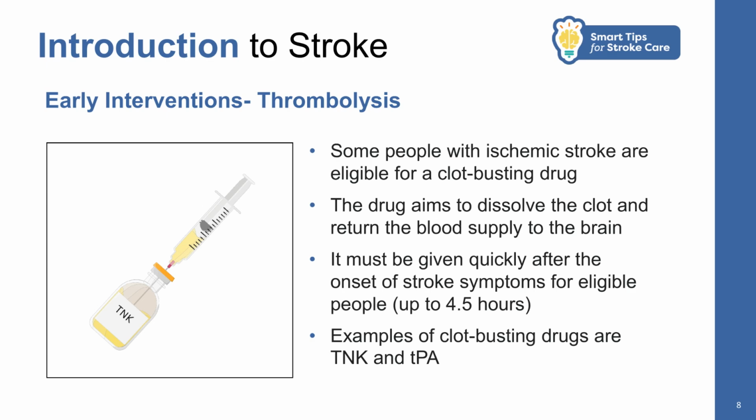Time is critical to receive early interventions. Some early interventions for people with ischemic strokes are clot-busting medications called thrombolysis. This drug aims to dissolve the clot and return the blood supply to the brain. Thrombolysis must be given quickly after the onset of stroke symptoms for eligible people. This can only be given up to 4.5 hours. Examples of clot-busting drugs are called TNK or TPA and are given at specific hospitals in the region. This is another reason why it is important to call 911 to be brought to the closest hospital that provides this level of stroke care if required.